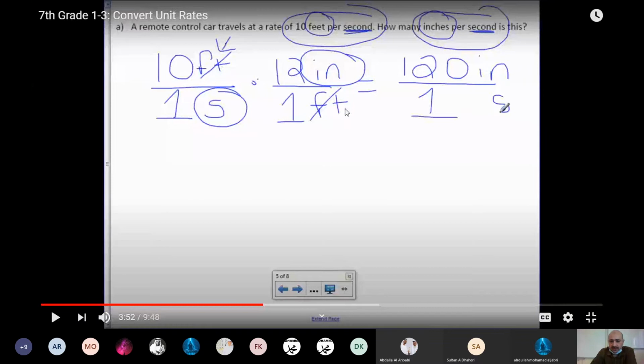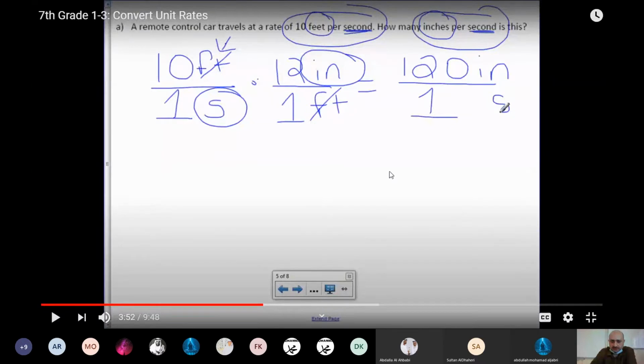Now we have up here 10, and here we have 12. And the operation here is multiplication. So do now 10 multiplied by 12. 10 multiplied by 12 will be 120. And the unit will be what? Will be inches. And down here, we have 1 times 1 equals 1 second.